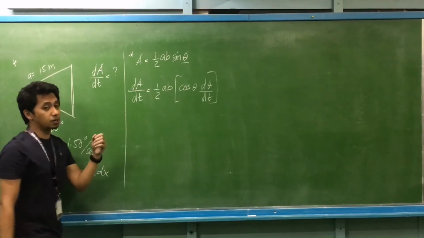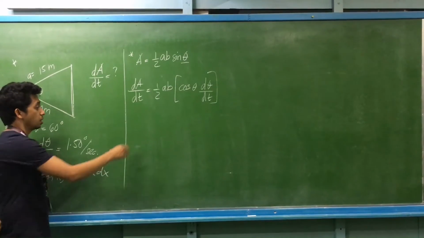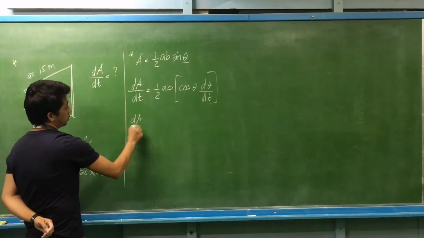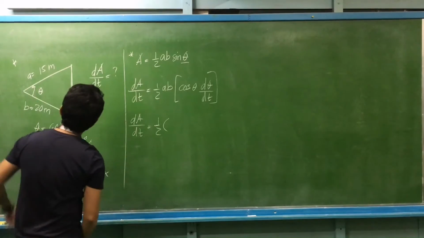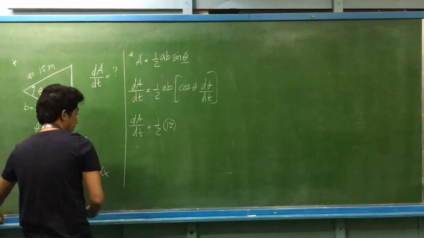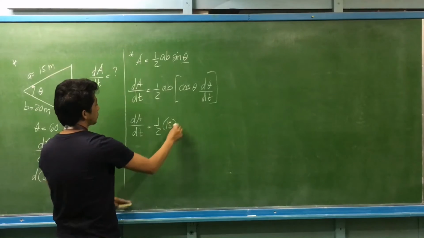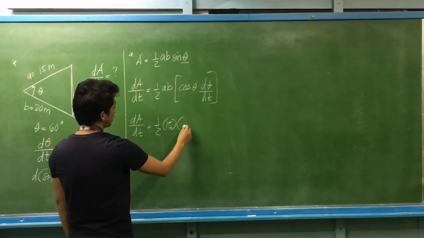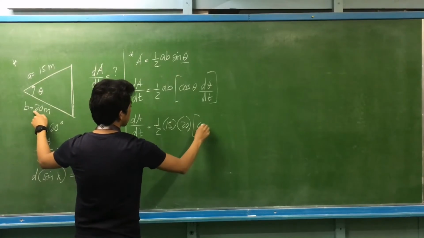So the differentiation is done. What is the last step? We are to substitute. So we have dA/dt is equal to 1/2. What is the value of A? The value of A is equal to 15 meters. We have the value of B. This is 20 meters. Then we have cosine.